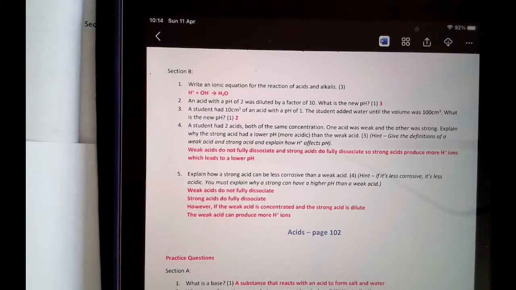So in the next video, we're going to have a look at reactions of acids. We're going to look at neutralization reactions when we react them with bases. We're also going to look at the reactions when we react acids with metals.